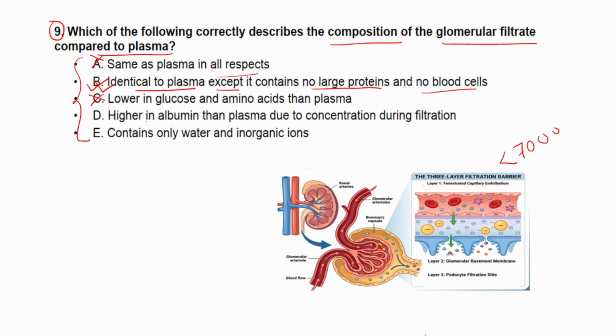The concentration of albumin in the filtrate is exceptionally low, approaching near zero values under healthy physiological conditions, because the charge and size barrier actively repels it. Describing the filtrate as containing only water and inorganic ions is a significant oversimplification that overlooks the massive pre-filtration of crucial organic solutes like glucose, amino acids, and nitrogenous waste products.